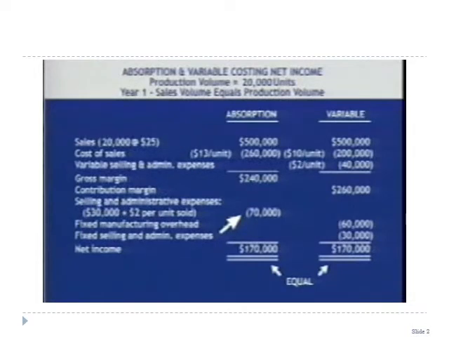All selling and administrative expenses reduce gross margin to arrive at absorption net income of $170,000. Fixed manufacturing overhead and selling and administrative costs reduce contribution margin to arrive at variable net income of $170,000. Net income is the same since sales and production volumes were the same. And in this example, there is no ending inventory on the balance sheet.